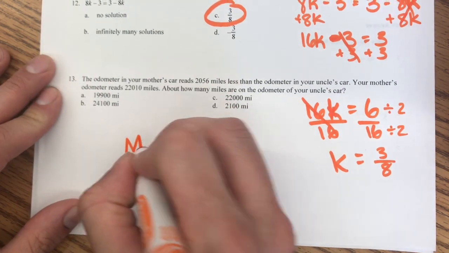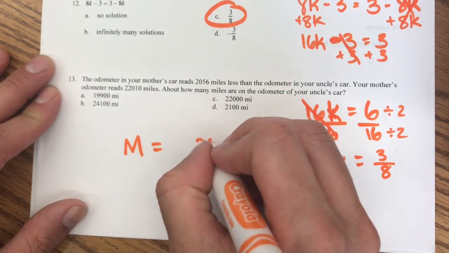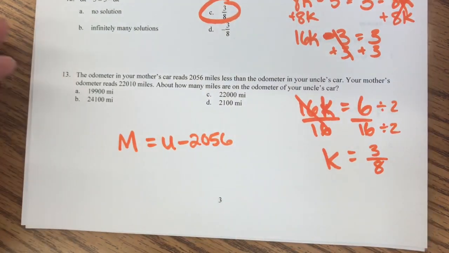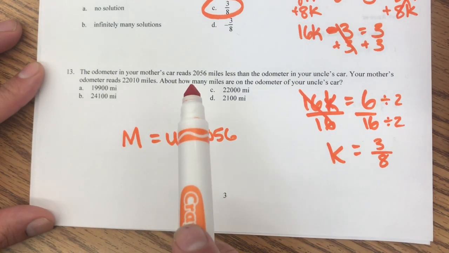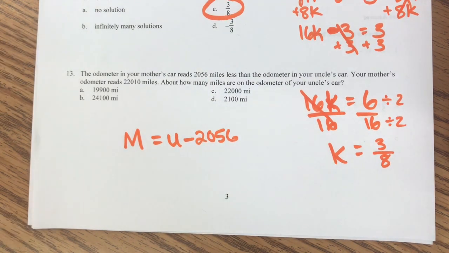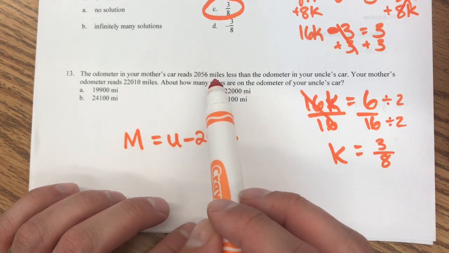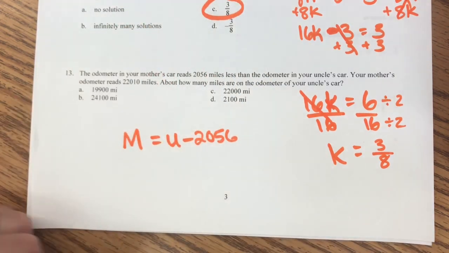Your mom's car reads 2,056 miles less than your uncle's car. Now, if you're reading that and you're saying, no, sir, you wrote it out wrong, shouldn't it be 2,056 minus u? It won't be, because if you have 2,056 miles less than your uncle, that means you take your uncle and you subtract that number.